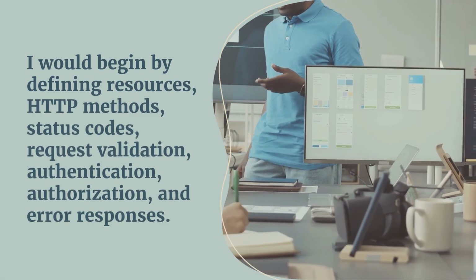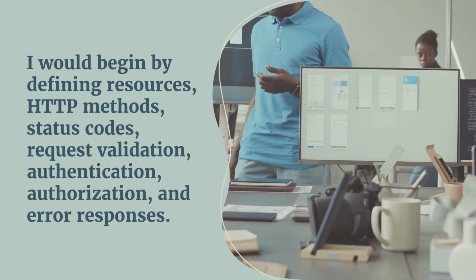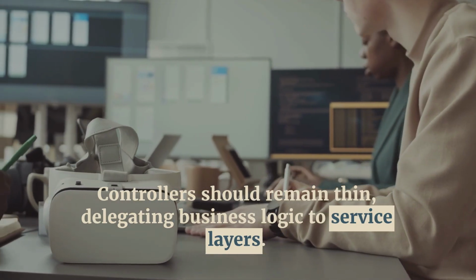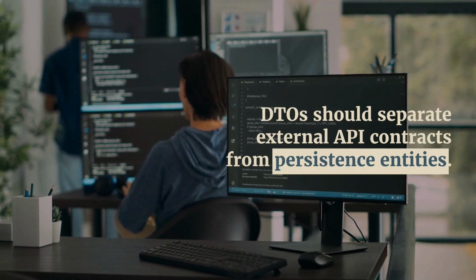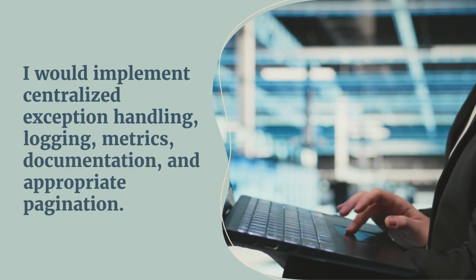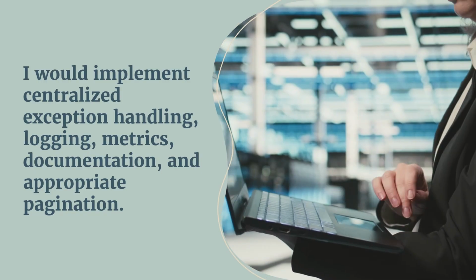I would begin by defining resources, HTTP methods, status codes, request validation, authentication, authorization, and error responses. Controllers should remain thin, delegating business logic to service layers. DTOs should separate external API contracts from persistence entities. I would implement centralized exception handling, logging, metrics, documentation, and appropriate pagination.